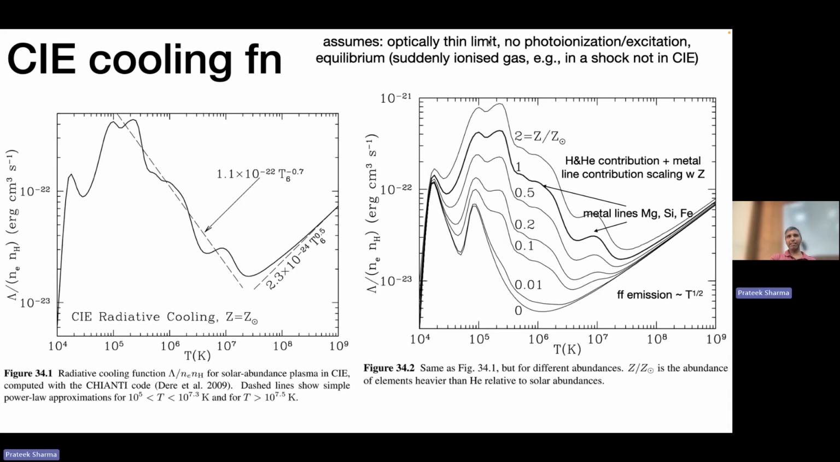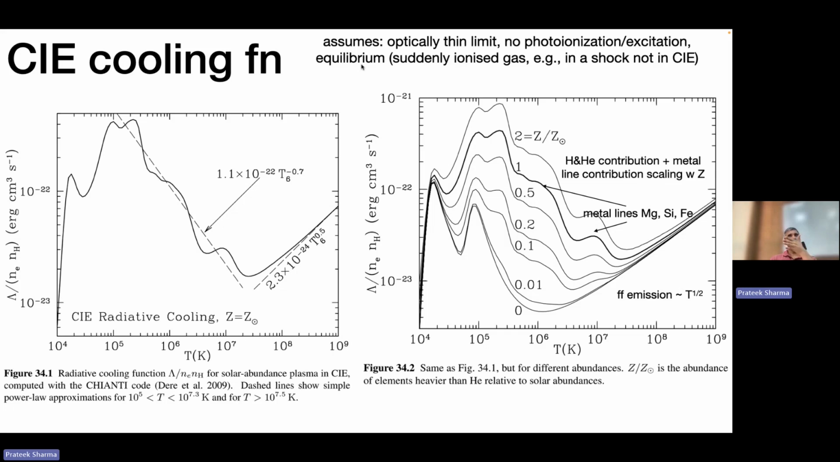So here I had actually just written that this is optical. So when is CIE valid? Collisional ionization equilibrium is valid when you're in the optically thin limit, the density is not very high. There is no photoionization, no excitation due to photons, but it's all collisional. So there is a balance between collisional ionization and radiative recombination. And we are assuming equilibrium. This equilibrium between collisional excitation and radiative recombination need not hold.